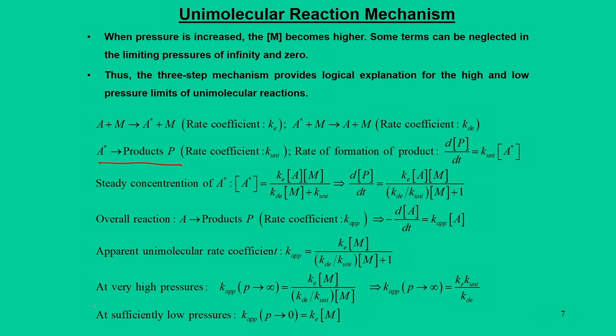Then we have to move further from a different perspective. If you look at the third reaction, which is global, and try to find the rate of product formation, dP/dt, we can write from this equation k_uni into concentration of A star. We have already found the steady state concentration of A star. So, by putting that into this equation, we get the expression for the formation of products, dP/dt, equal to k_E into concentration of A into concentration of M, divided by the ratio of k_DE by k_uni into concentration of M, plus 1.